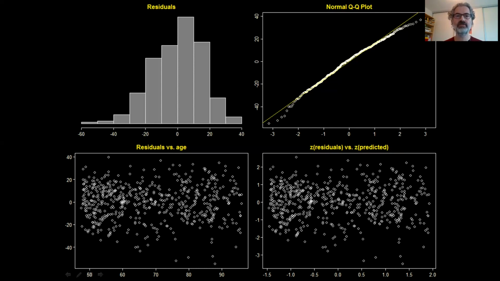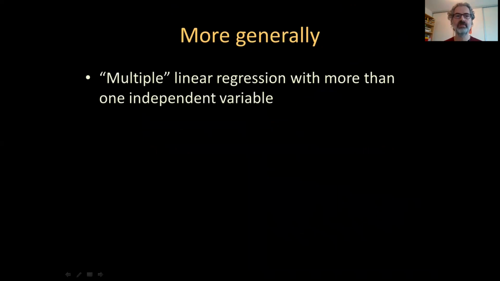And all of this was just about the simple linear regression with one independent variable. But in general, regression generalizes to much more complicated cases. Most immediately, the multiple linear regression version is one in which we can have more than one independent variable. So we can have more predictors for one dependent variable.